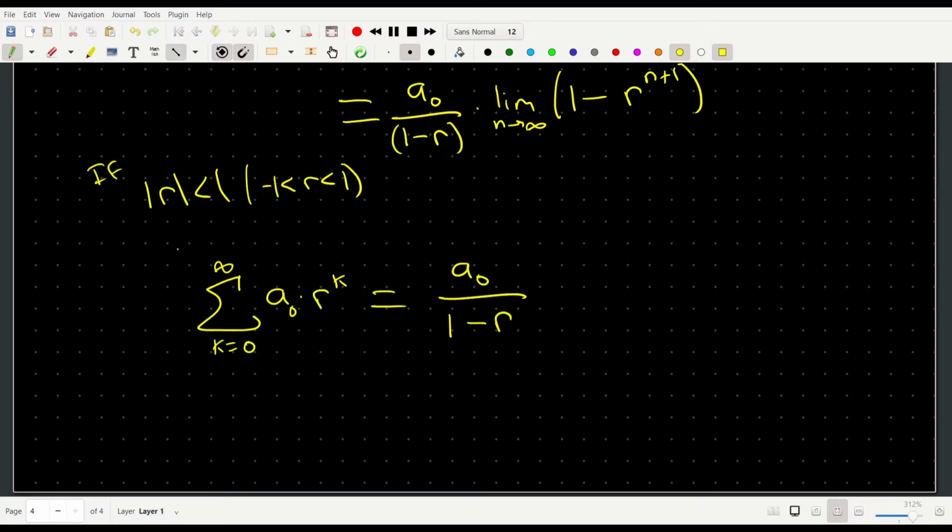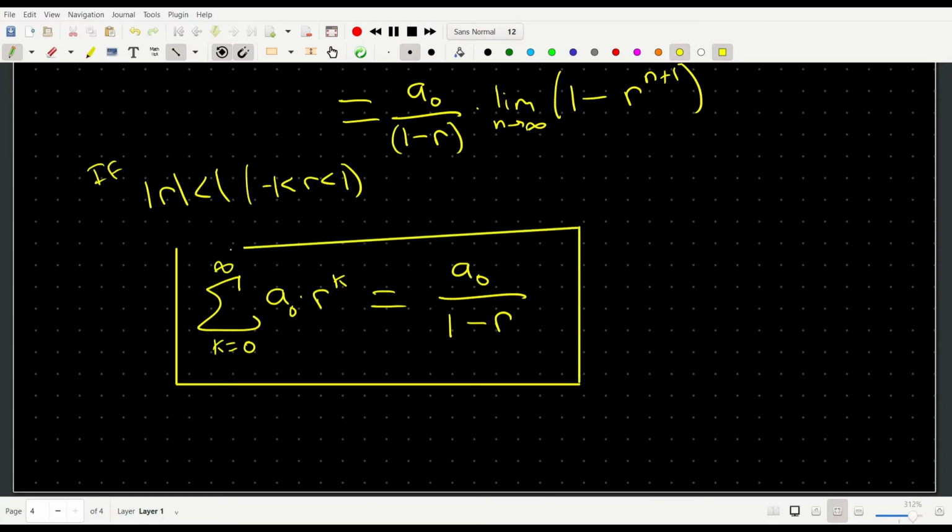This not only sets up this region of convergence, it exactly tells us what the infinite geometric series is going to converge to in this region, the region for r between -1 and +1.